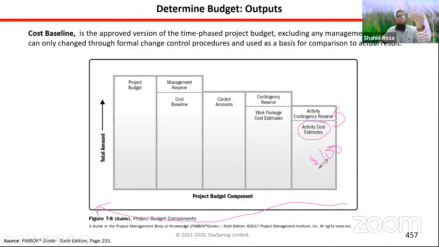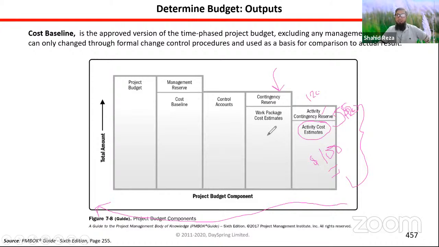So say for this activity, say we need $100. And if there is any risk, for that risk we have kept say extra $20, right? So this is $120. 20 is contingency reserve and main cost is $100, right? So now come to the next.